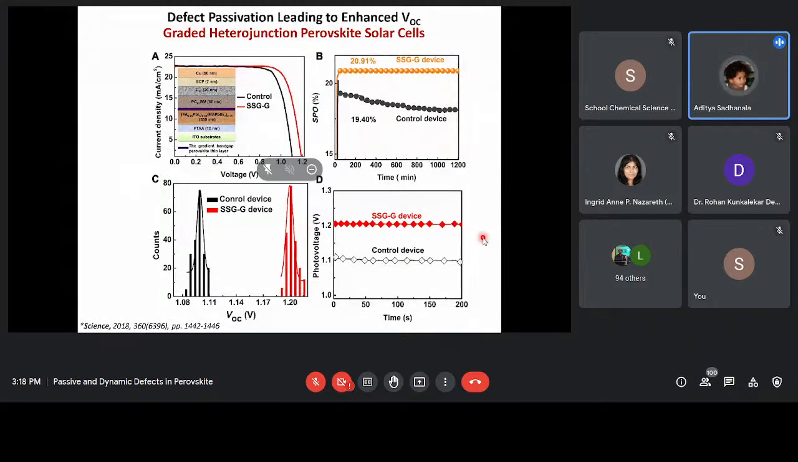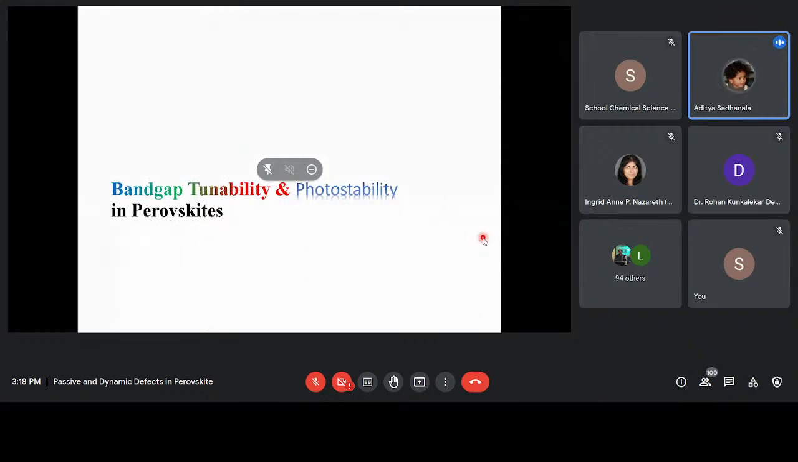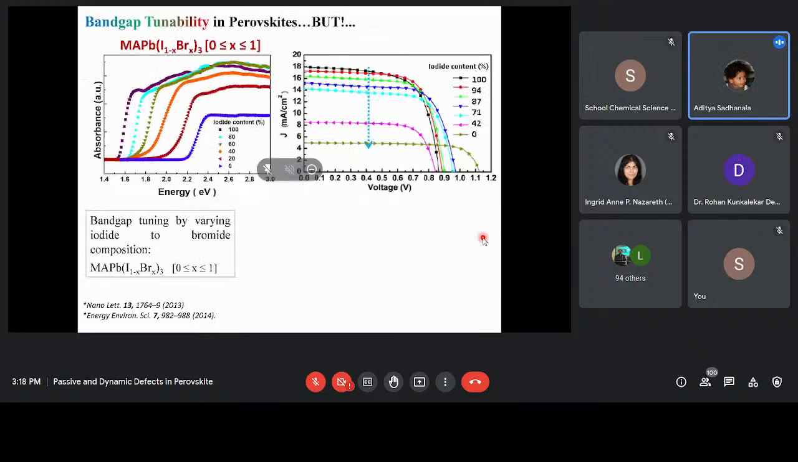Okay. Now we'll talk about the dynamic defects, but before that we'll talk about band gap tunability in perovskites and something about photostability. So, I told you that it's very easy to tune the band gap in perovskites, and how do I do it? In this case, I have methyl ammonium. So this is CH3NH3 and lead as a divalent metal. And the three halogens are comprised of an iodine and bromine combination. Okay, so I have the tunability between these two.